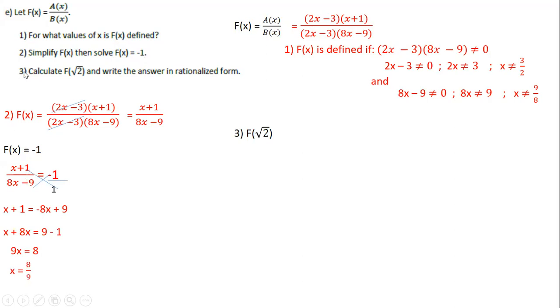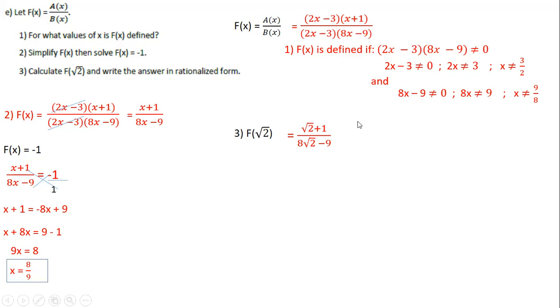In part 3, we should calculate f of radical 2. This is not solving, this is calculate. Calculate, so in the simplified f of x, I replace x by radical 2. The given value is radical 2. So f of radical 2 is equal to, I replace it by radical 2, I get, this is f of radical 2. The question was, and write the answer in rationalized form.